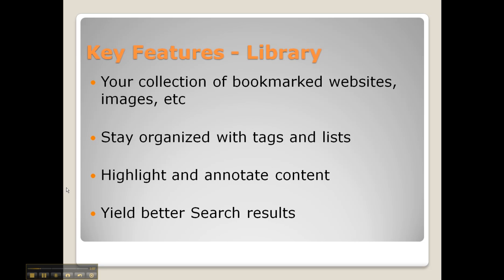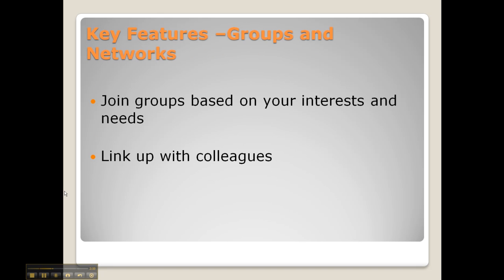Some of the key features we're going to go over in this tour, we'll start out with the library, and that's just your collection of bookmarks. And they can be websites, images, they can be a portion of a website that you want to capture and save. Your library is a place to keep you organized, and one way you can stay organized is by using tags, which are keywords that you apply to a bookmark that you create. And you can also put bookmarks into lists. That helps me stay organized because I can group similar bookmarks. People can then also access your bookmarks in a list, and so that is helpful when you're trying to share resources with other people. You can highlight and annotate content that you find on the web, and in your library you can also use the search feature. And another key feature of Diigo is the ability to subscribe to groups and also network with other people.